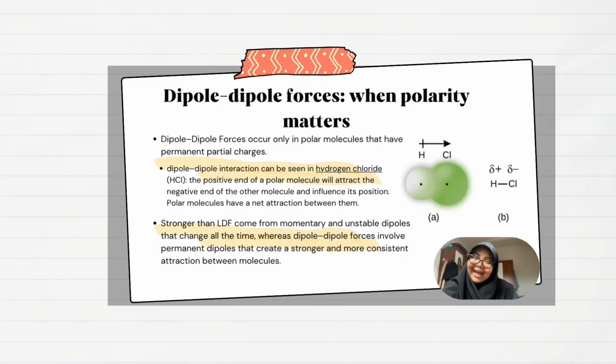Assalamualaikum everyone, and hi, I am Shazoni Alia, and today I'm going to present to you about dipole-dipole forces, when polarity matters. Dipole-dipole forces happen in polar molecules that have permanent positive and negative ends. In these molecules, the positive end of one molecule is attracted to the negative end of another nearby molecule. This attraction causes the molecules to align in a specific way, positive to negative. Compared to London dispersion force, dipole-dipole forces are stronger for molecules of similar size. An example of these forces can be seen in hydrogen chloride, which is HCl.